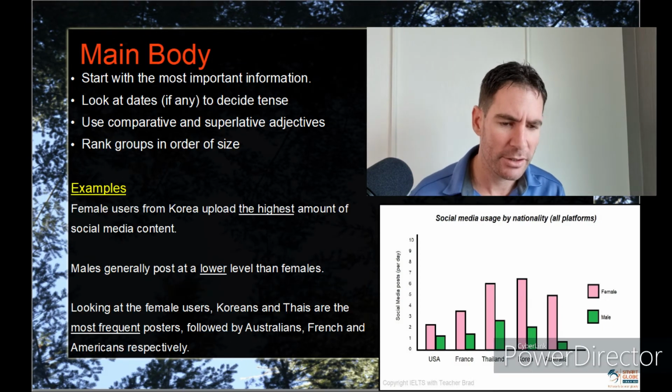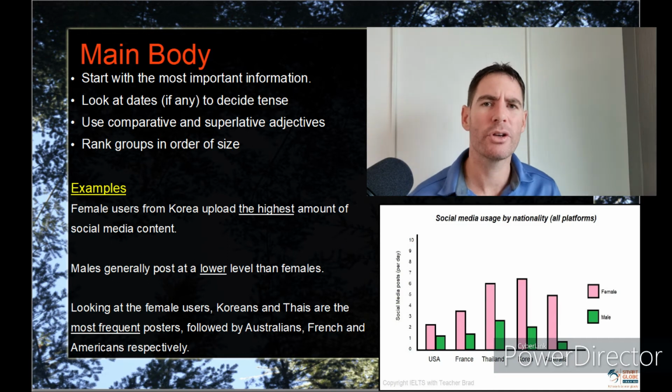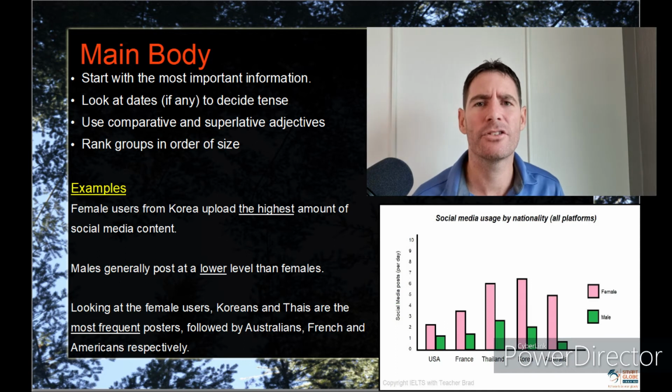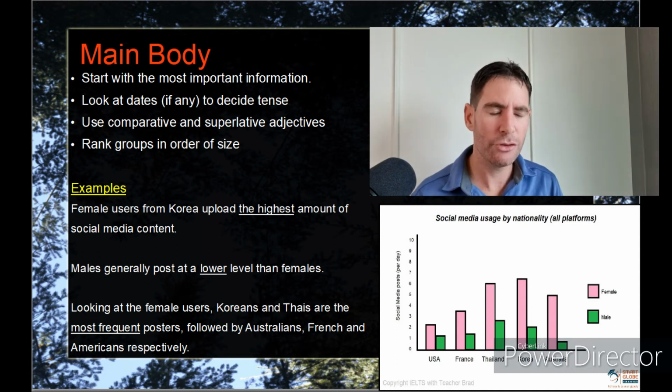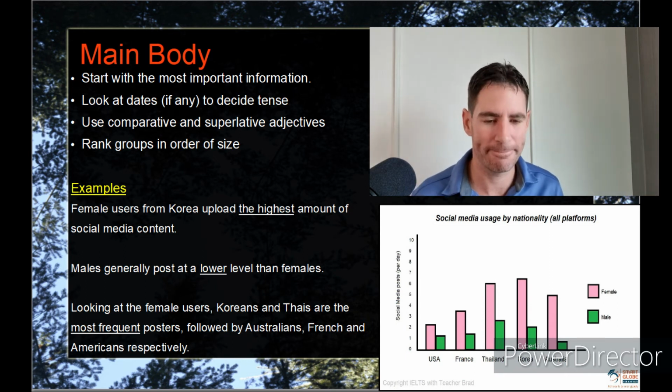Next chart. Now, the main body: you want to be looking for the most important information. Usually the thing that you see first, it could be the biggest, the most, the highest amount. That is the best place to start. Use comparative and superlative adjectives: higher than, lower than, more than, less than, the most, the least, the biggest, the smallest. I think you understand.